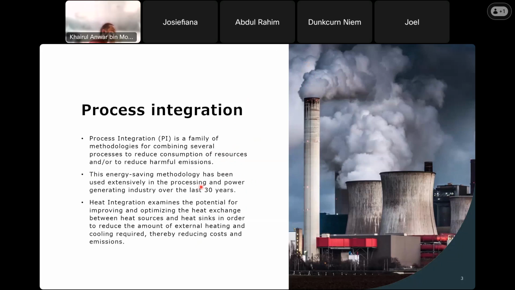Heat integration examines the potential for building in order to reduce the amount of heating. So the difference from what we saw yesterday is reduction of cost, reducing fresh water consumption. But for energy wise, it's to reduce the external heating, meaning no need to install new heaters but to harvest the heat from the existing process.